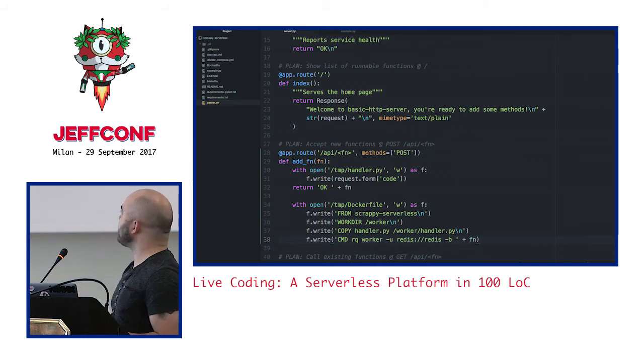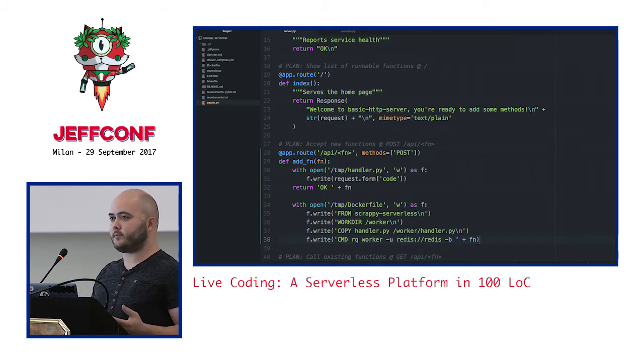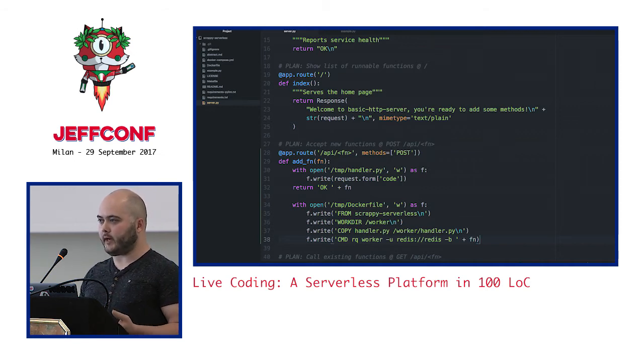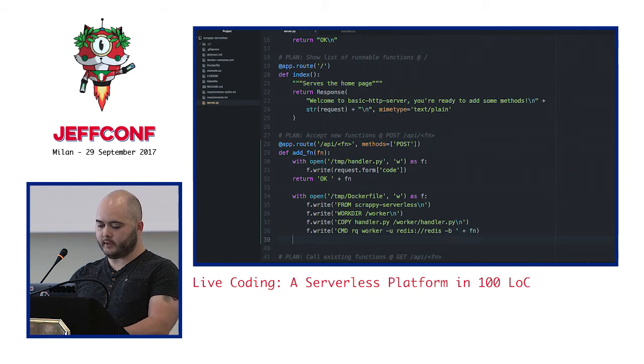So I'm using something called RQ here as a messaging subsystem between the different pieces of this. RQ is a Redis queue written in Python. You don't really need to understand more about it than it's just a messaging system.